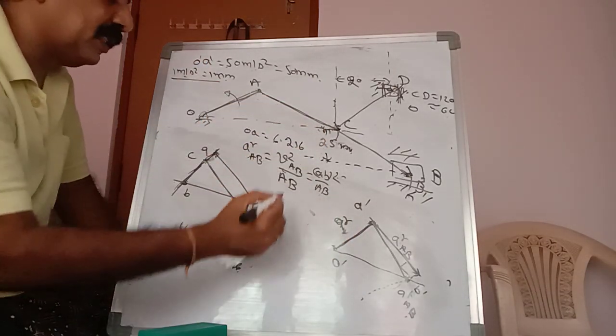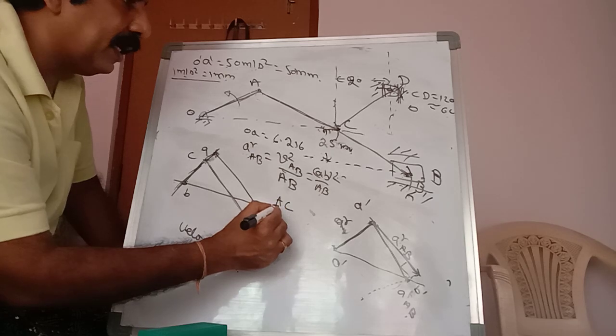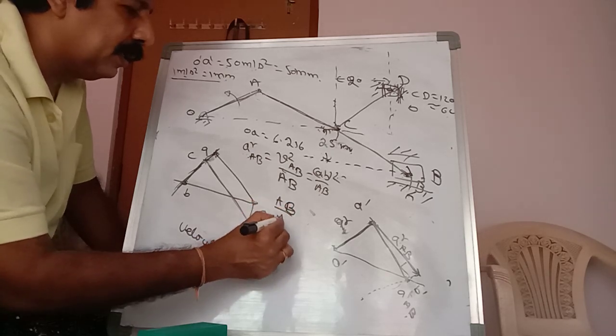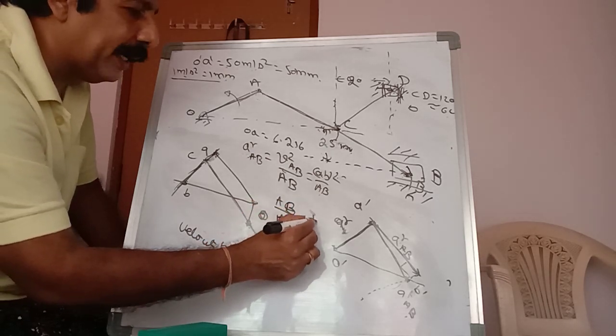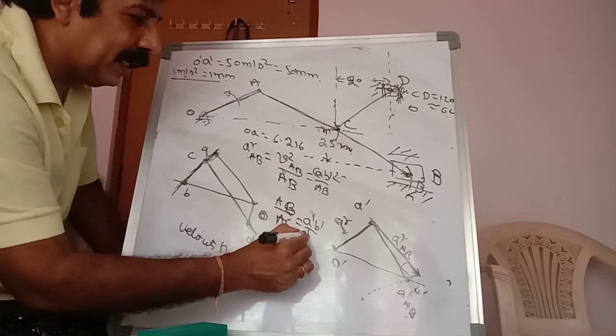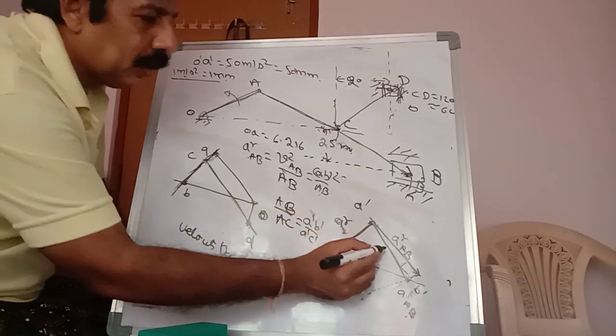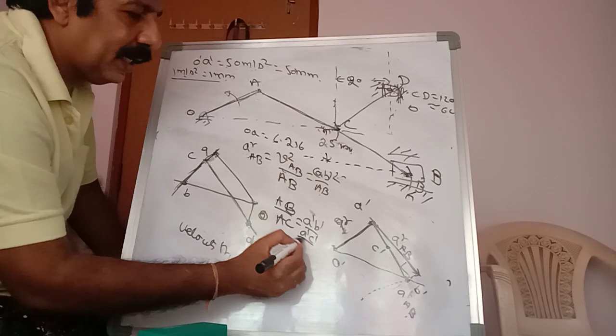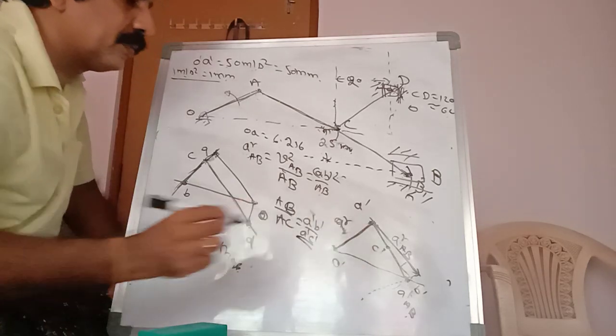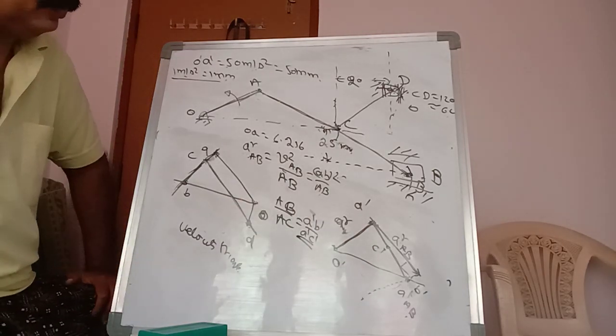Now find out the point C. How to find the point C? AB by AC is equal to A dash B dash by A dash C dash. So using that relation, find out A dash C dash and mark C dash. We will get C dash now.